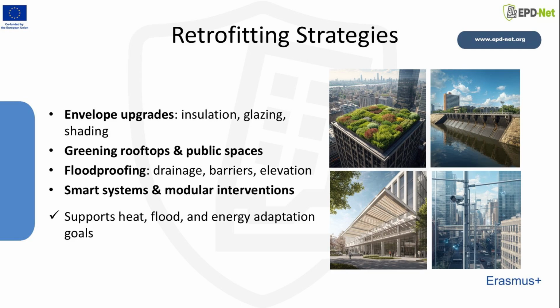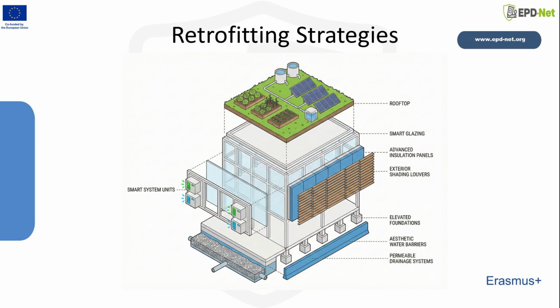We now turn to the main categories of retrofit strategies. These include building envelope upgrades, greening initiatives on rooftops and in public spaces, floodproofing measures, and smart or modular interventions. Each of these categories responds to different but often overlapping climate risks, including heat stress, flood exposure, and energy challenges. They can be used separately, but they are often most effective when combined as part of an integrated retrofit package. The following slides expand on each of these categories in more detail. Together, they illustrate how resilient retrofitting moves from general principles into specific forms of intervention that can be adapted to local conditions and applied across a range of urban contexts.